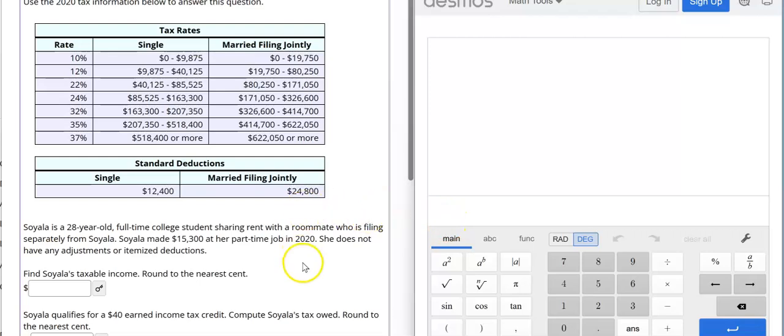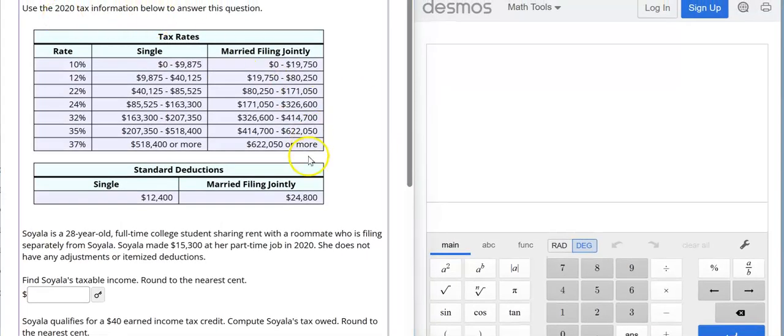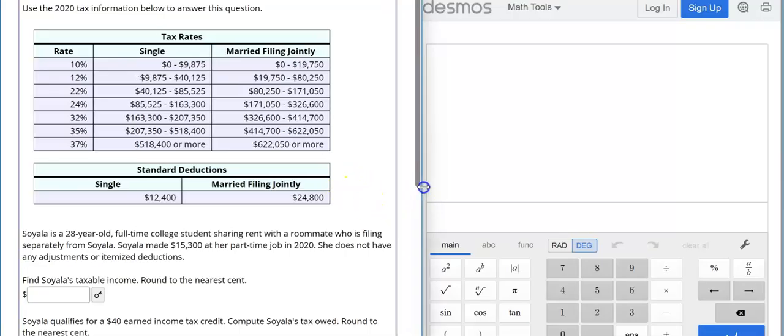Hello. In this video, I'll solve an income tax question. There's a tax table. These rates are called marginal tax rates. This is 2020 tax information, but all year tax calculation is the same.